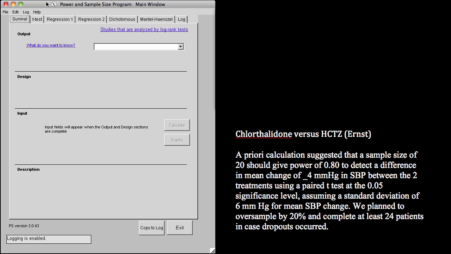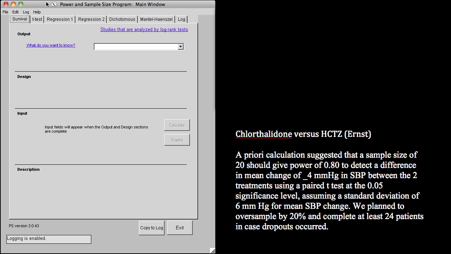Assuming a standard deviation, so there's the variability because systolic blood pressure is continuous type data, and the standard deviation of 6. And then they also talk about something called oversampling, and that simply means enrolling extra patients in case patients drop out or they're not compliant or something of that nature. So let's see if we can get similar results using the sample size calculator.